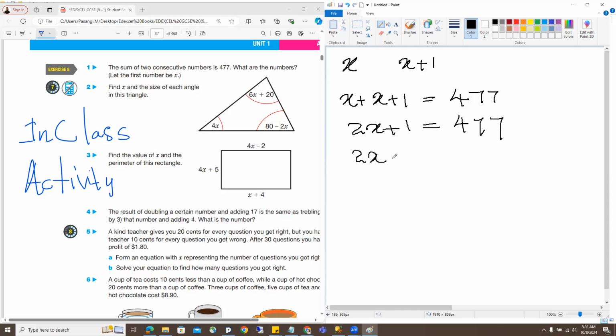To remove this one, we have to minus 1 from both sides. Then for the left hand side, you have 2x. 2x is equal to 476. Is it clear now? Yes, Miss. Now you can find the value for x. Find the value for x.